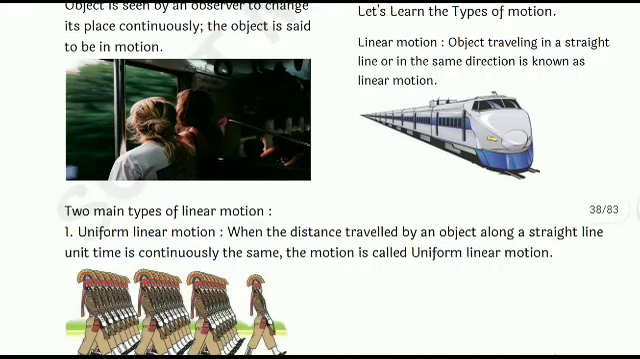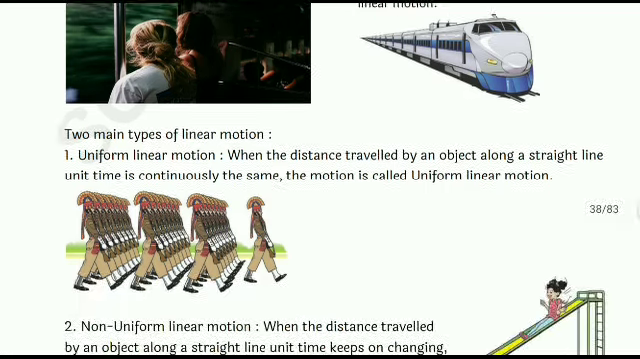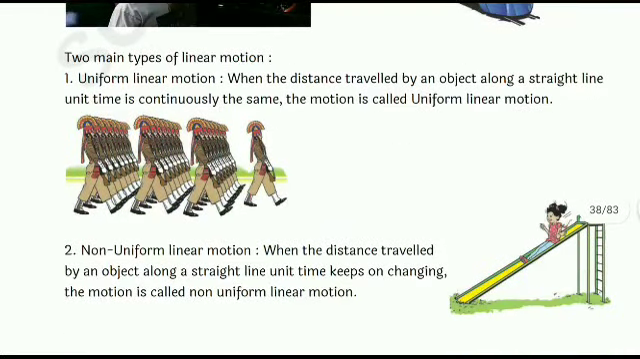First, linear motion. An object traveling in a straight line or in the same direction is known as linear motion. There are two main types of linear motion: uniform linear motion and non-uniform linear motion. First, uniform linear motion. When the distance traveled by an object along a straight line in unit time is always the same, the motion is called uniform linear motion.